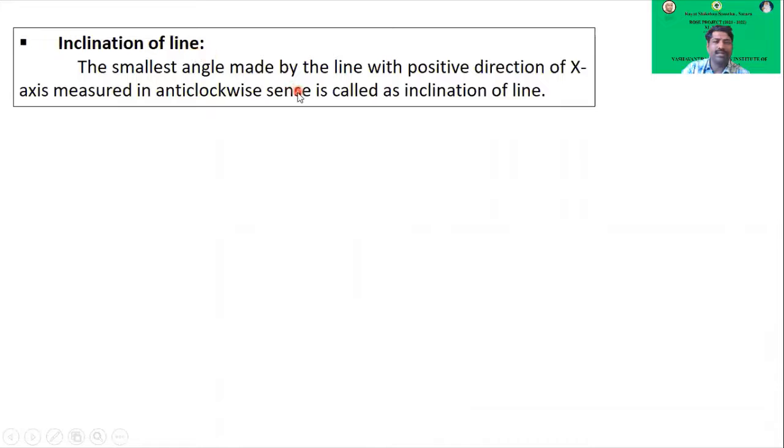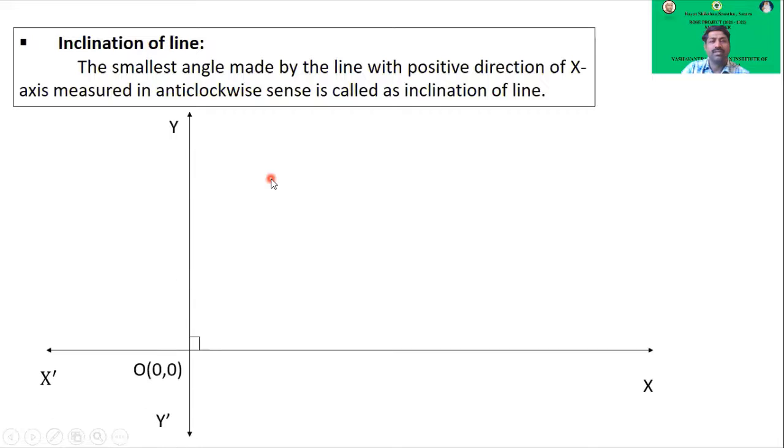Inclination of a line. A very fundamental concept for the straight line. So what is the inclination? The smallest angle made by the line with the positive direction of x-axis, measured in anti-clockwise sense, is called the inclination of the line. The smallest angle made by the line with the positive x-axis, but while measuring, it is measured anti-clockwise. So this is the inclination of a line.